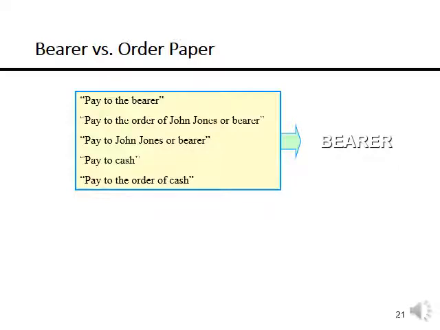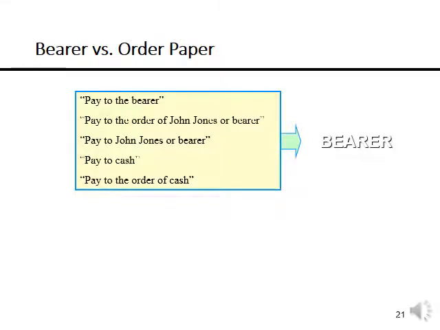How do you negotiate that instrument? You negotiate the instrument depending on whether it's bearer or order paper. Pay to bearer is a bearer instrument. Pay to the order of John Jones means to pay to John Jones, who holds it, or whoever else holds it. Bearer holds it. So that is a bearer instrument, even though it has order in it. So you can't look at whether it has the words order in it to determine whether it's bearer.